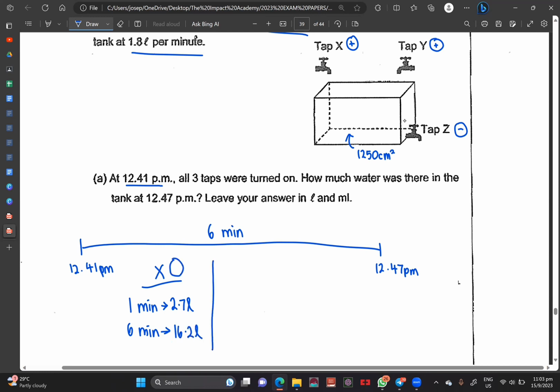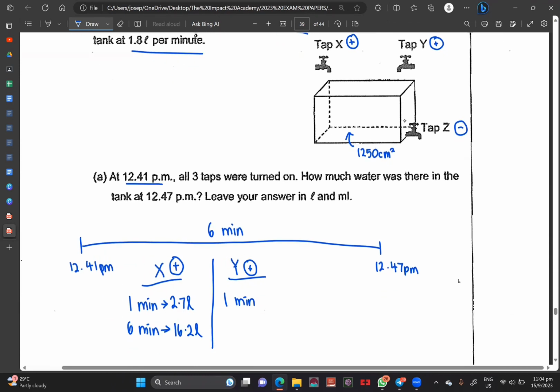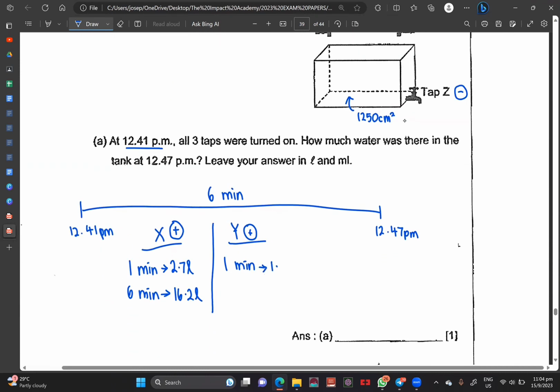I have to emphasize again and again that this is filling water in. And for tap Y, same thing, water in. Every minute tap Y fills the tank with 1.5 liters, and we have 6 minutes. For 6 minutes, it will fill 1.5 times 6, and we get 9 liters.